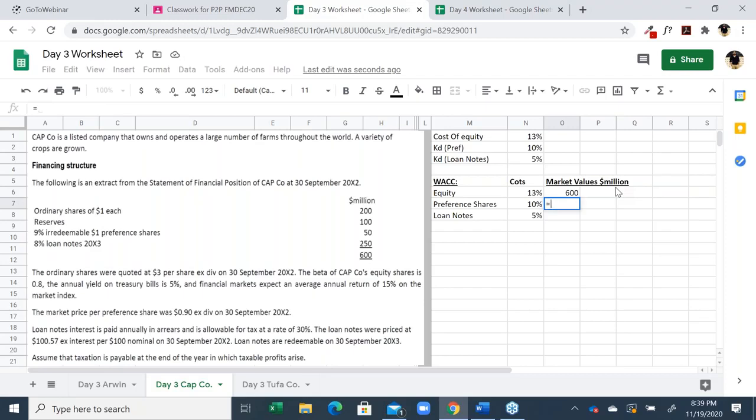Similarly, the market value of preference shares will be calculated in the same way. 50, which is the total value, divided by 1 and multiplied by the market price. The market price of preference shares was $0.9. Here we go.